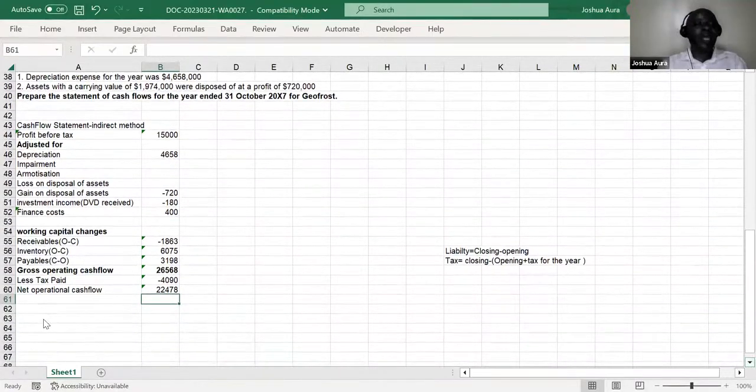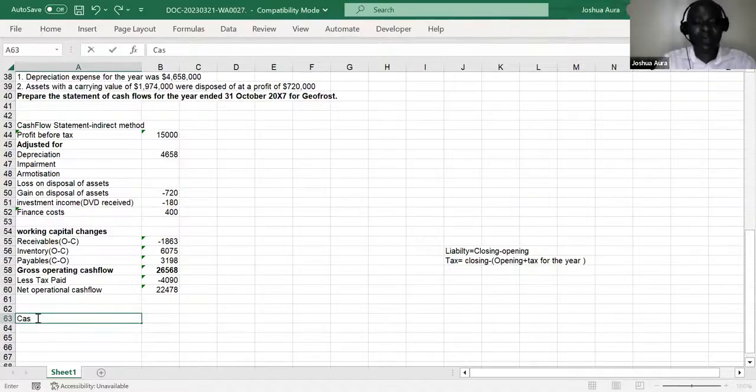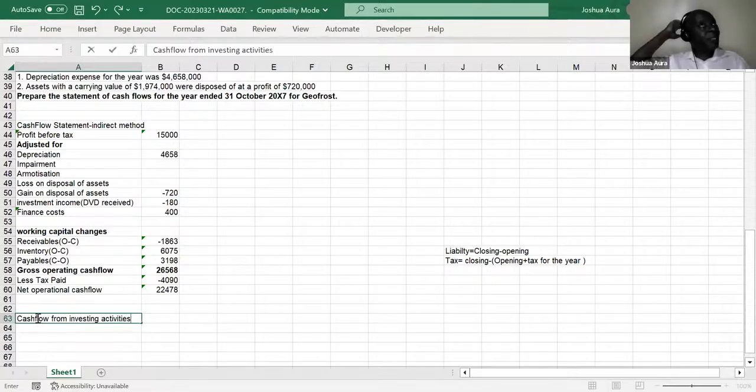Then I'll come here and talk about the second component. So the second component is cash flow from investing activities. Investing, basically we look at our machinery, all right? We are looking at subsidiaries we have bought. So we're getting, in this case here, dividend income.